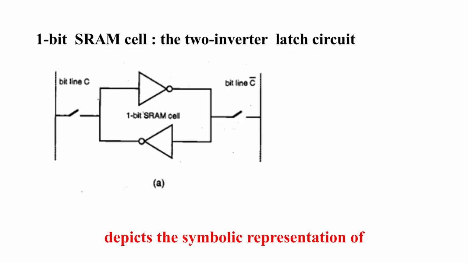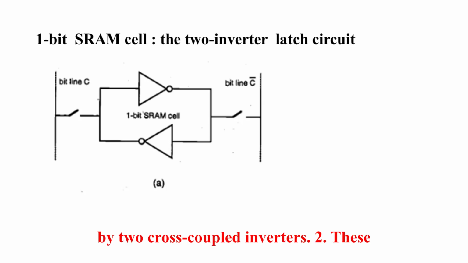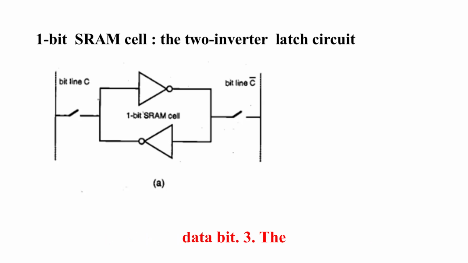Diagram A depicts the symbolic representation of the two inverter latch circuit with access switches. This shows a symbolic view of the basic SRAM latch, represented by two cross-coupled inverters. These inverters form a stable latch, holding the data bit. The access switches connect or disconnect the latch to the bit lines, enabling read and write operations.